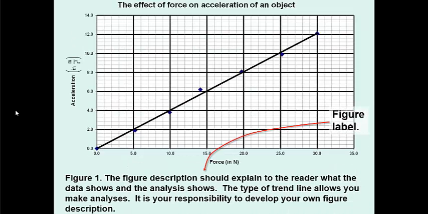All right. So in this figure label I put at the bottom of this graph, I say Figure 1 period. That's what's required. It's the first figure in this document. The figure description should explain to the reader what the data shows and what the analysis shows. I've just given you an explanation down here, instead of actually having a figure label that explains what's in there and why it's important, or the analysis. It's your responsibility to do that: what's in the graph, why it's important, and what is the pattern.